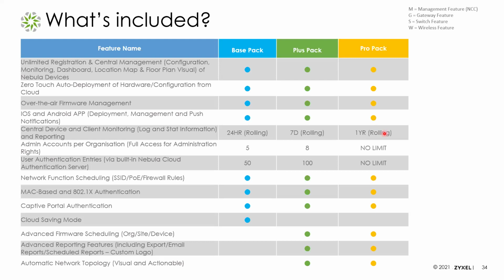Now we also run a cloud-hosted authentication server for doing like 802.1x authentication, MAC filtering, guest access. So the free version of Nebula gives you 50 entries into that database. Plus Pack gives you 100 entries into that database. And the Pro Pack gives you an unlimited number of entries into that database. And again, this is only if you are using our cloud-hosted authentication server. If you've set up your own Radius server to use, these limits don't apply to your Radius server.